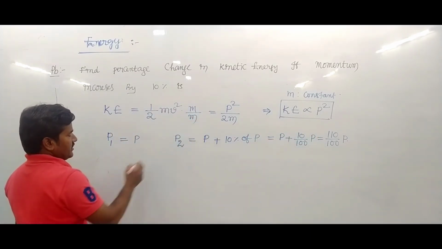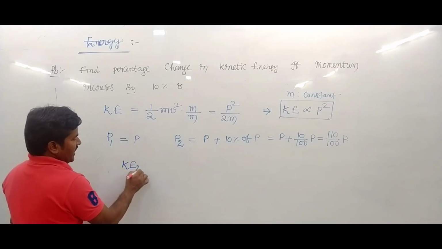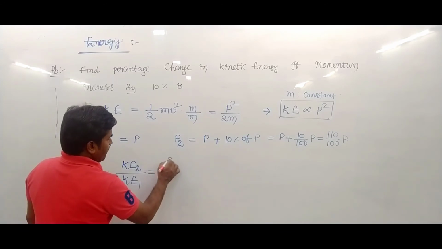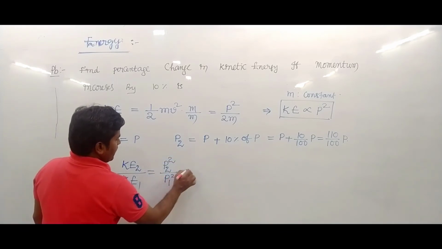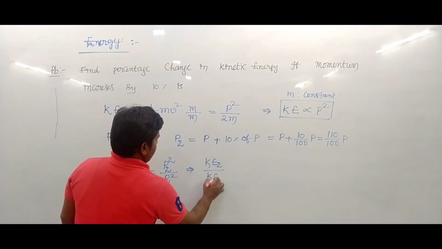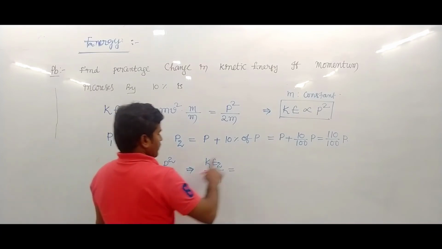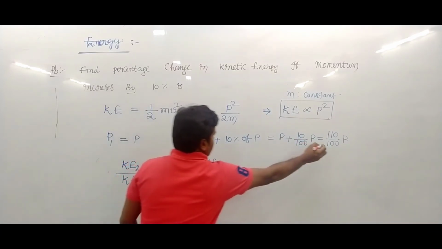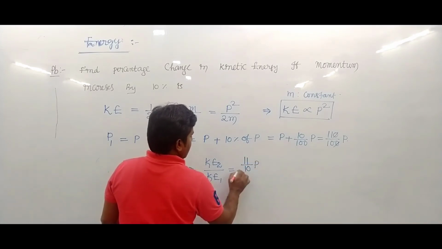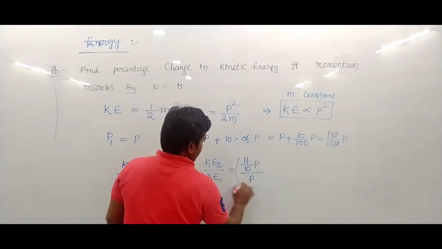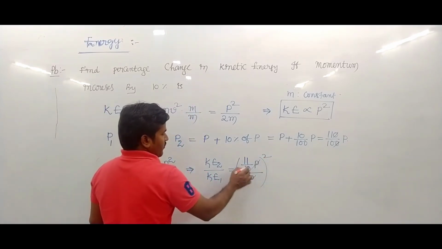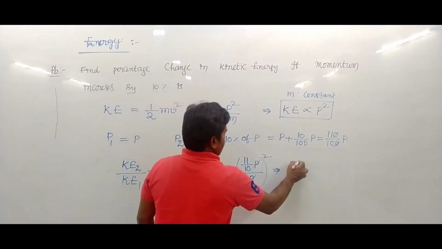So you know that kinetic energy and momentum are related: final kinetic energy Ke2 upon initial kinetic energy Ke1 is written as P2 square upon P1 square. So this is P2 square, which means 11 by 10 P whole square upon P whole square. P2 upon P1, its value becomes Ke2 upon Ke1.